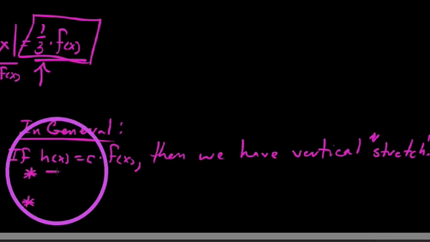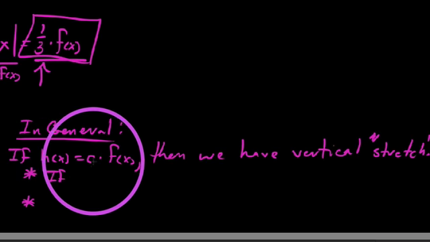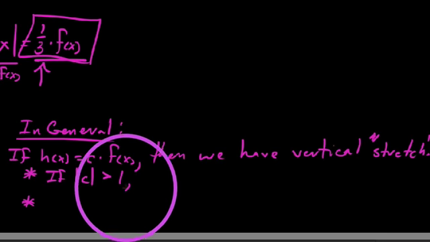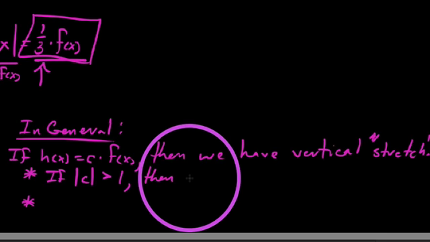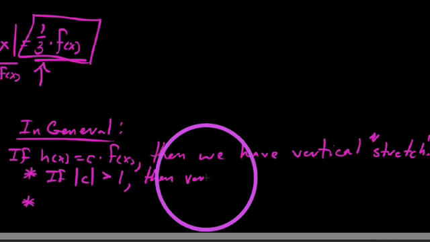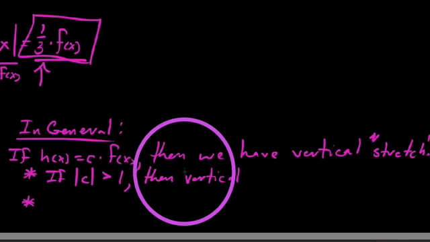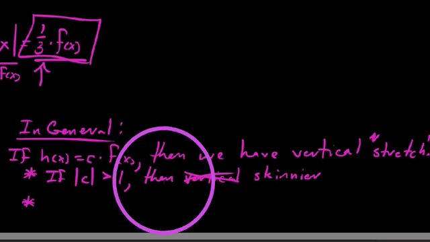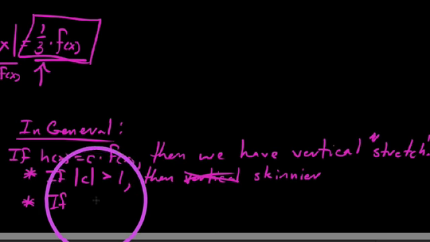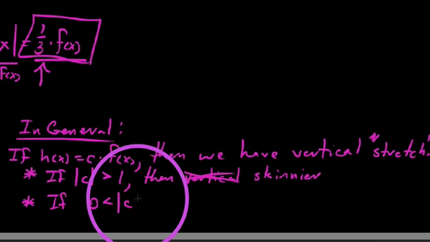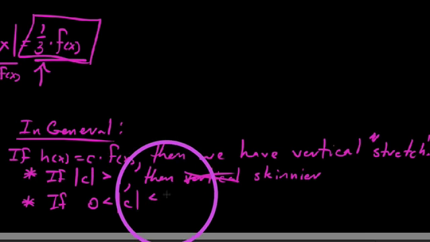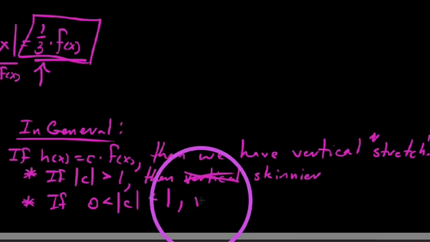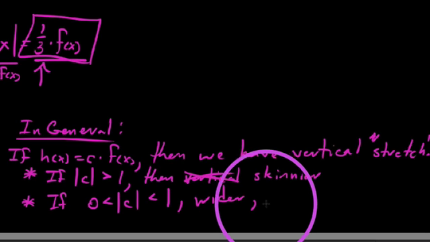So 2 clauses here of this conditional statement. We say, okay, if the magnitude of c, the absolute value of c, is greater than 1, then we say vertical stretch. Well, let's just say this: it gets skinnier, okay? And if c, this is interesting here, it's a compound inequality. We say the absolute value of c is greater than 0 and less than 1, which just means it's a proper fraction. You want to look at it like that. When we say vertical stretch, but we get wider, or flatter.